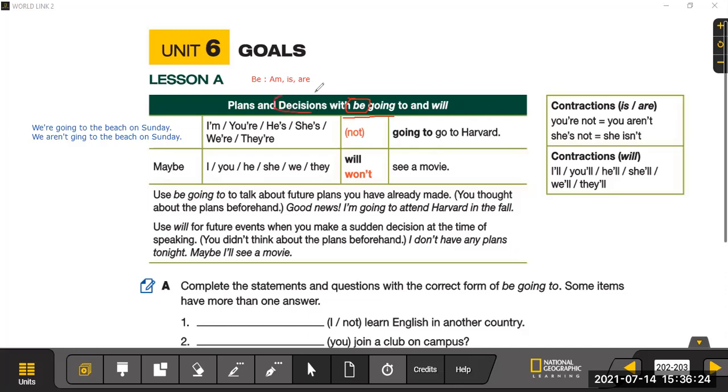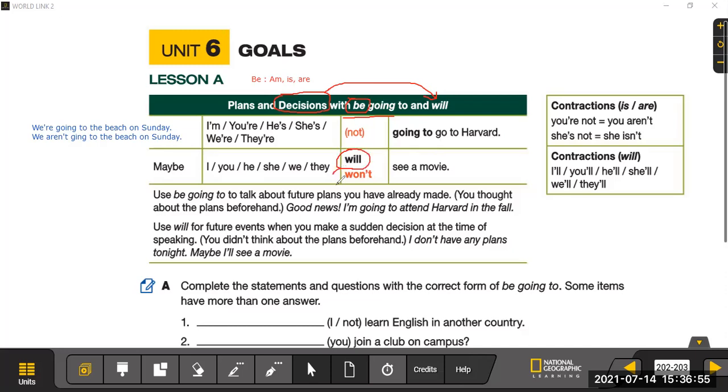We are using will to talk about decisions. So when you make a decision in this moment, you have to use will. Maybe you are not thinking about going to the beach, but in this moment you say, oh, I'm going to the beach. That is a decision that you made in this moment. So for decisions, we use will.